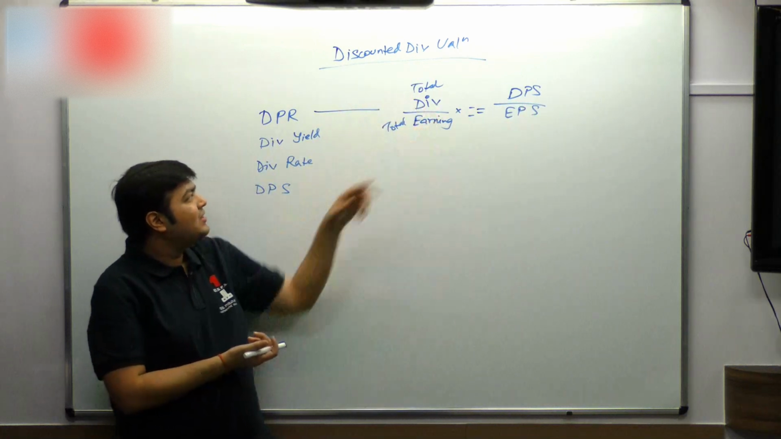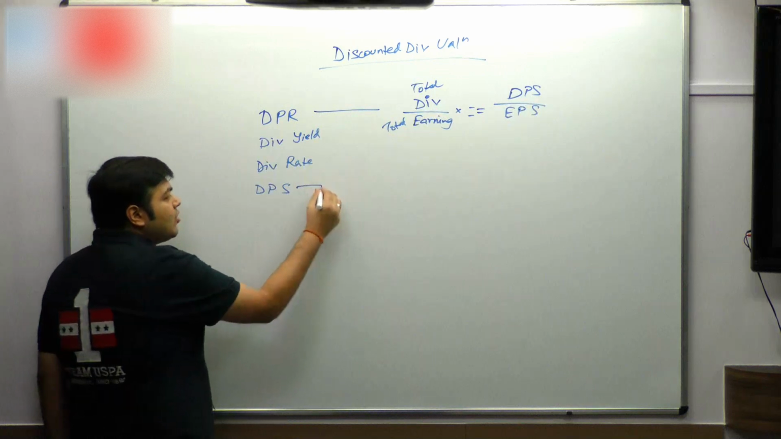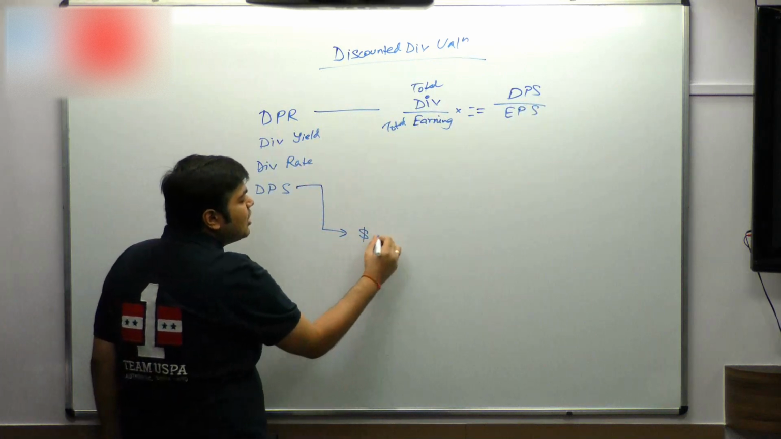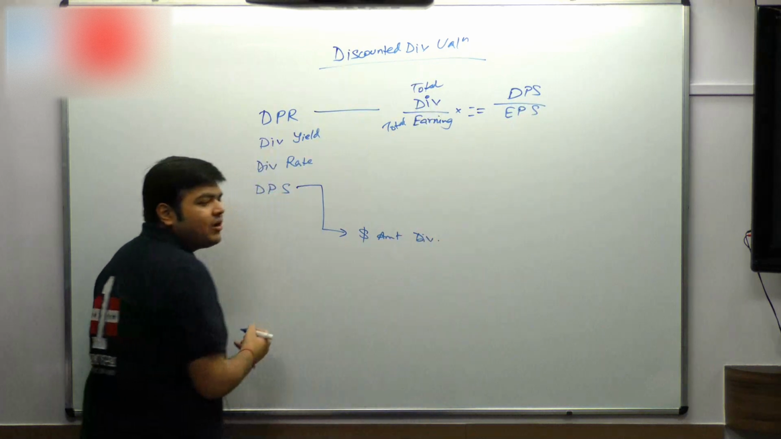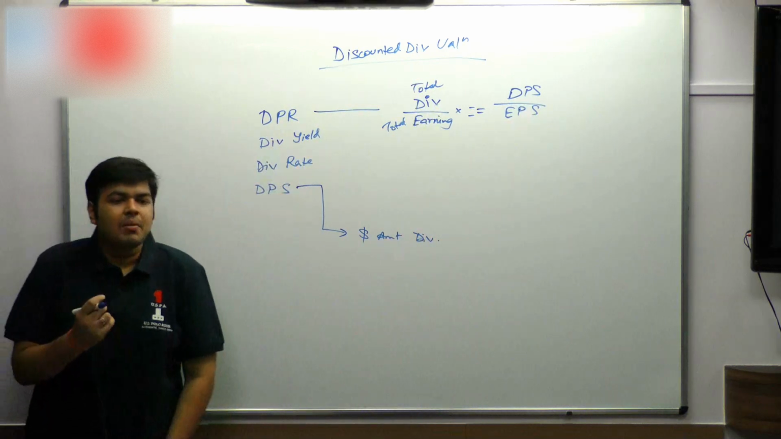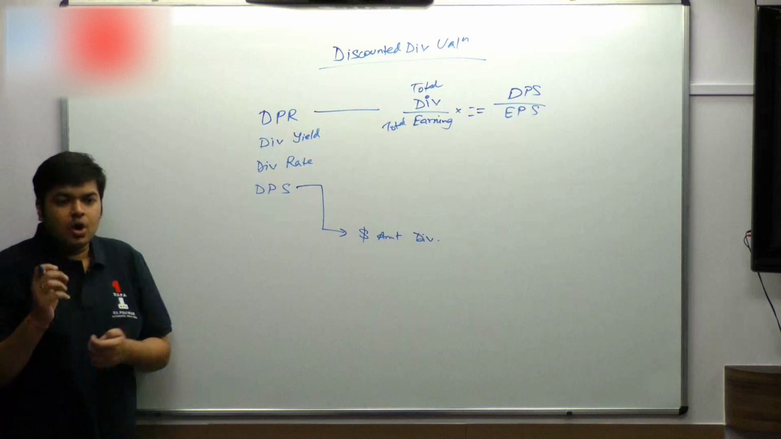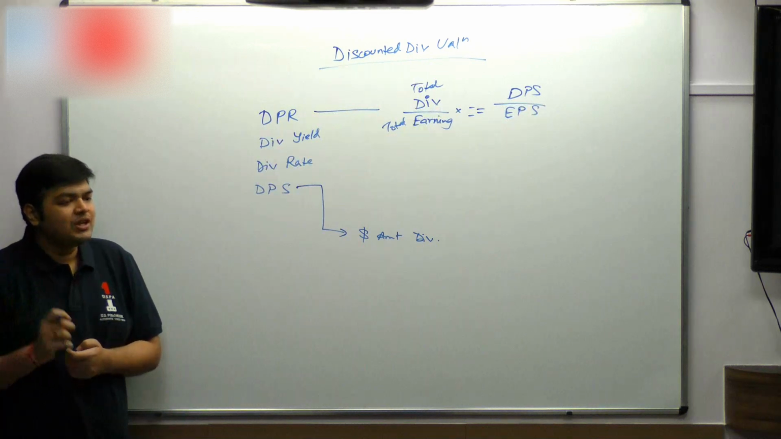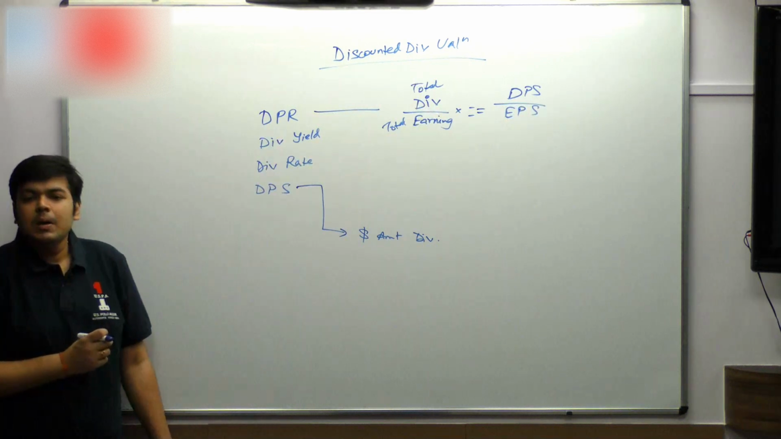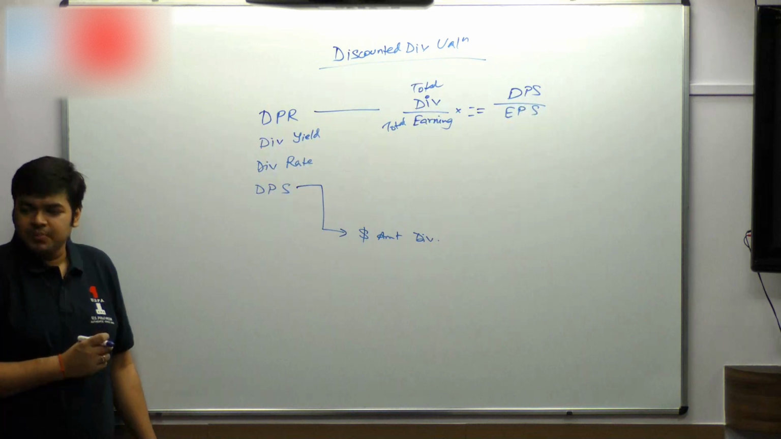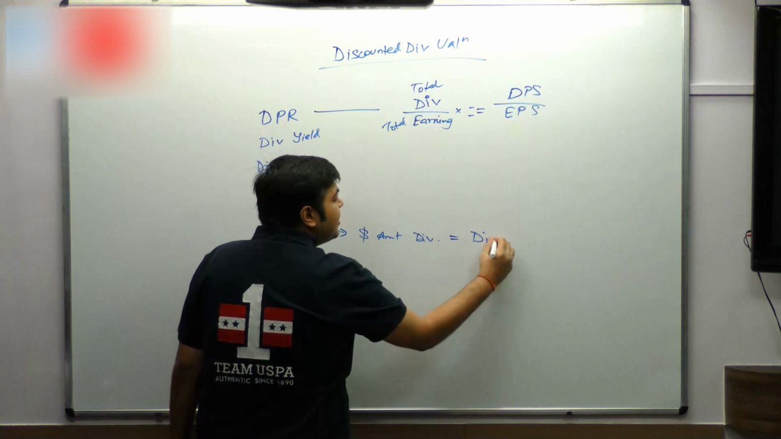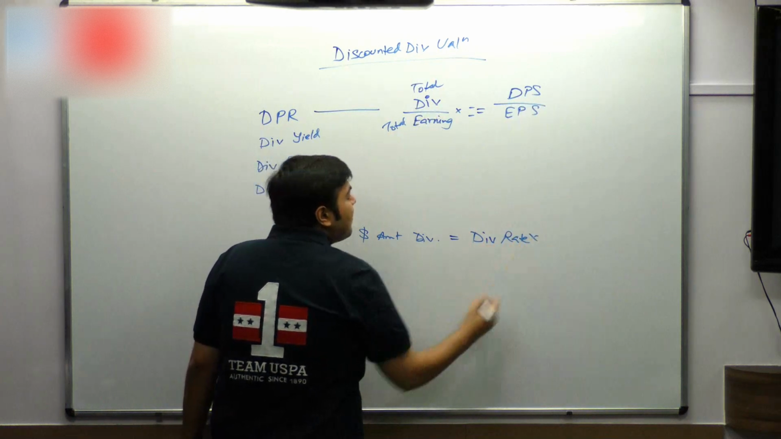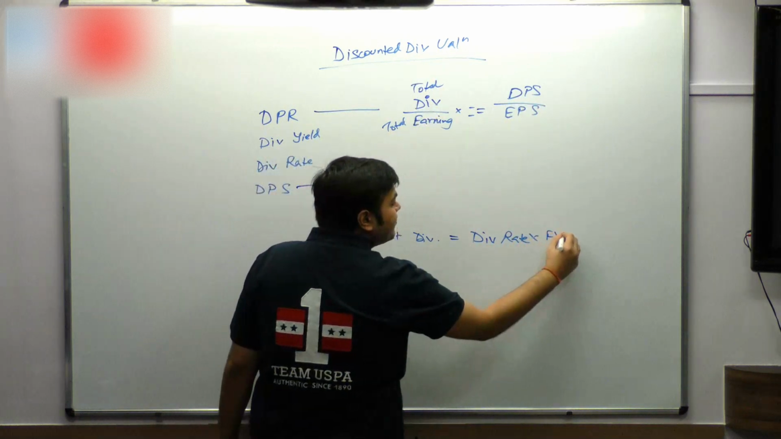How do you calculate this value, dividend per share? When you're looking at dividend per share, it is a dollar amount of dividend paid per share to the equity shareholders. That is your dividend per share. How do you calculate the dividend per share? That is going to be your dividend rate multiplied by the face value of the share.